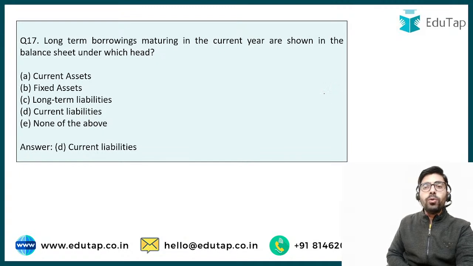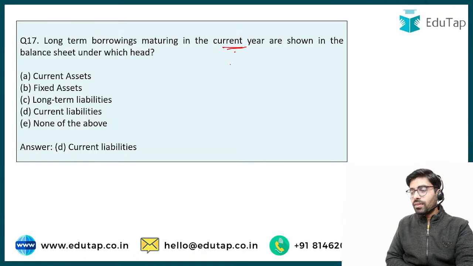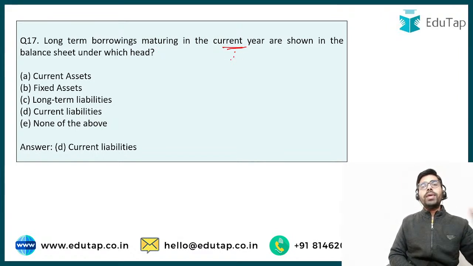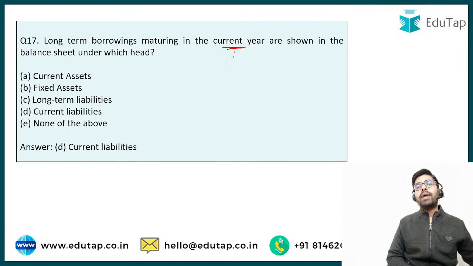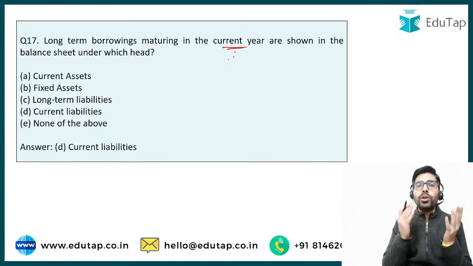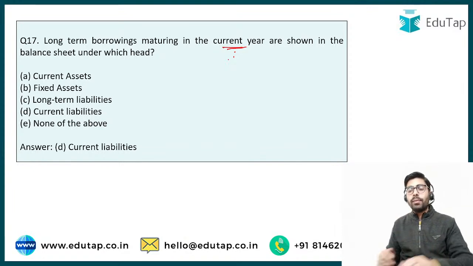Borrowing आपका loan हुआ, it is a long-term loan. But now this loan is maturing in current year. So now this has become your current liability. Okay. Just understand the concept behind it. Anything if you have to make payment in the current year, it is your current liability. So even if it is a long-term loan, if it has to be repaid in the current year, you would classify it as a current liability only.